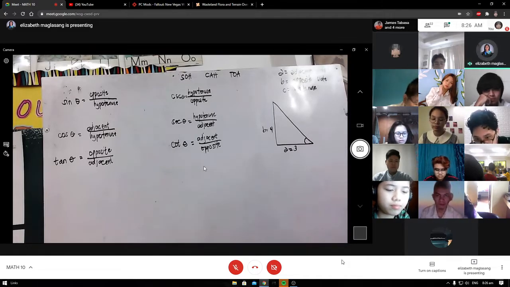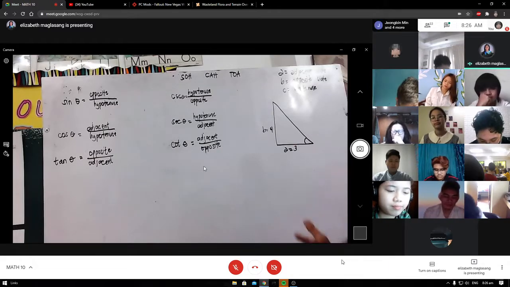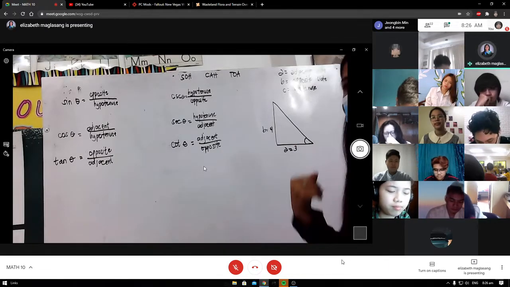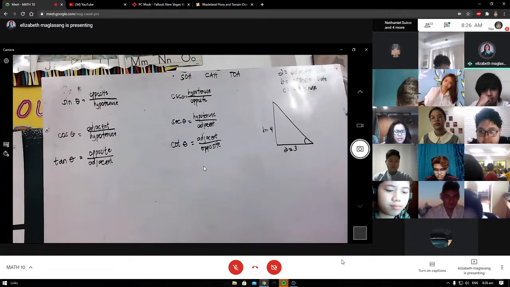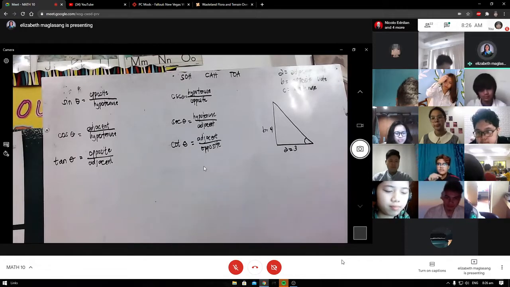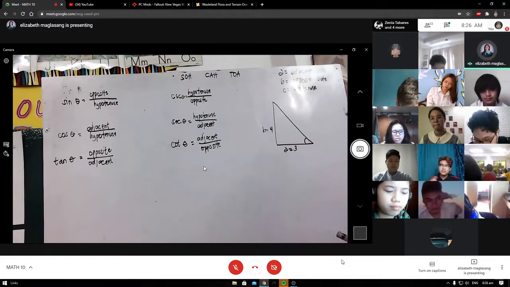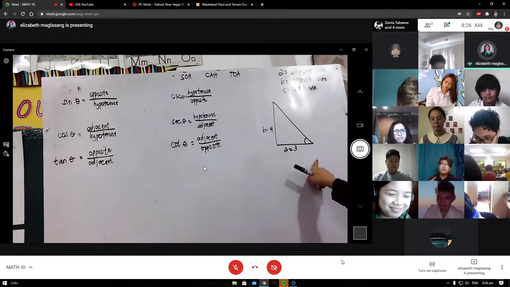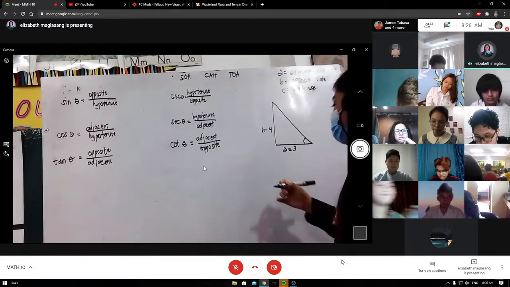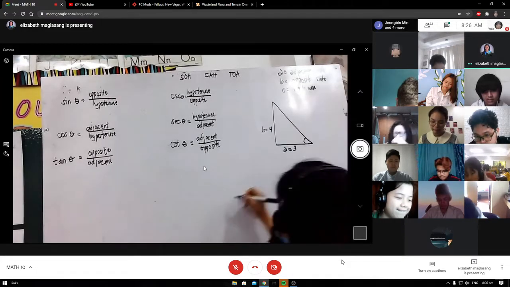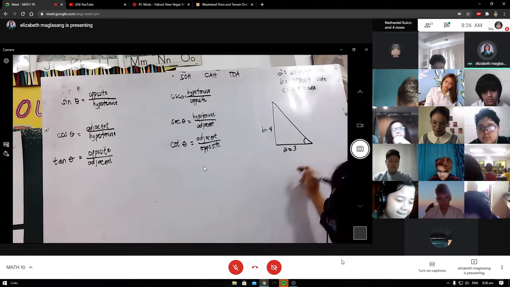That's why we discussed first the Pythagorean theorem, even though you learned it last year. As I said, the Pythagorean theorem is the backbone of trigonometry, so that you will know how to get the side. To get the side C or the hypotenuse, you're going to use the Pythagorean formula.